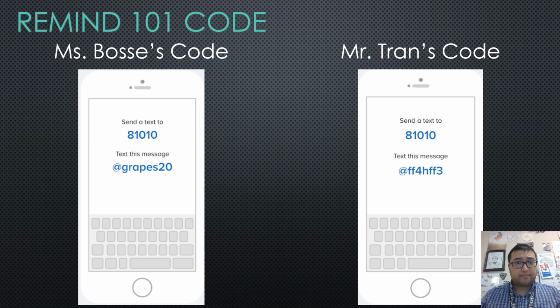If you're in Miss Bossy's class, you just send a text to 81010, and the text message should say @grapes20. That code is pretty simple, but for those of you in my class, Mr. Tran, you send it to the same number, but the code is @ff4hff3. So at least there's a little symmetry, but not quite.